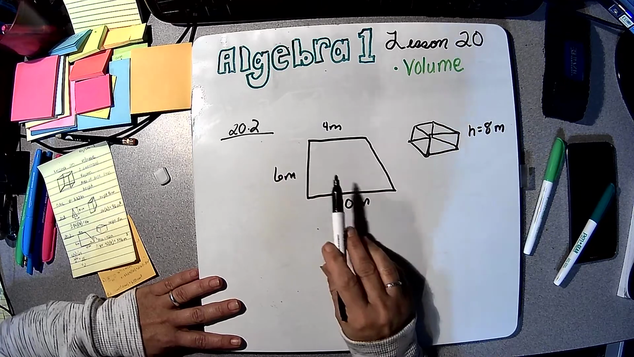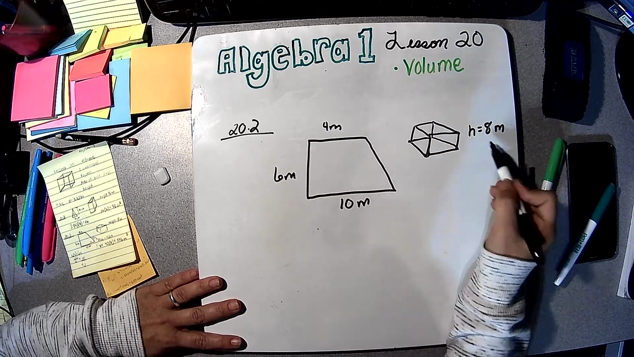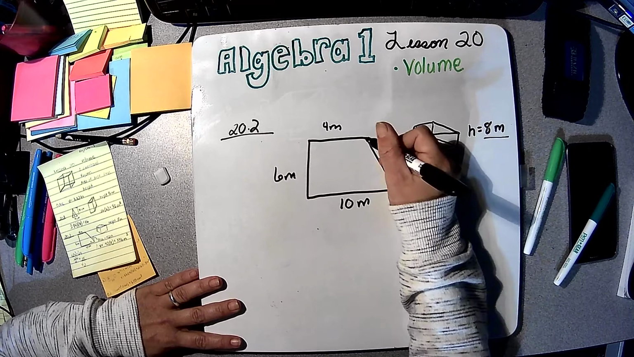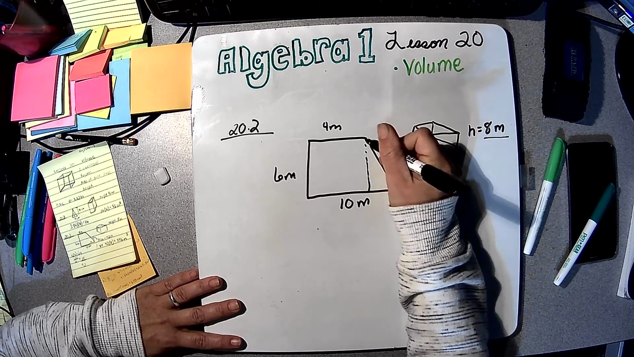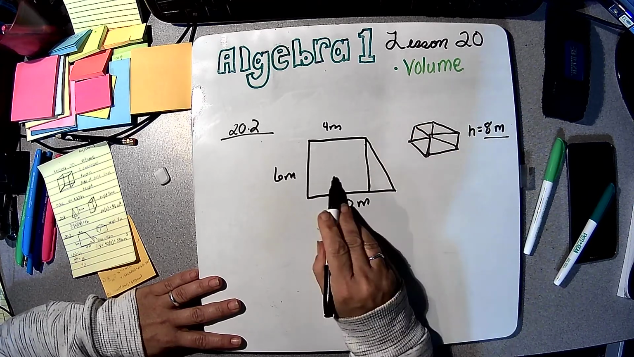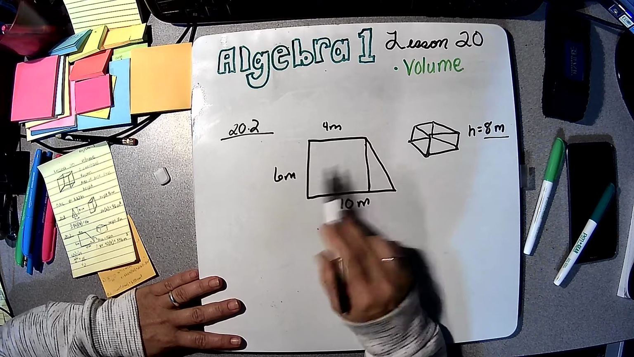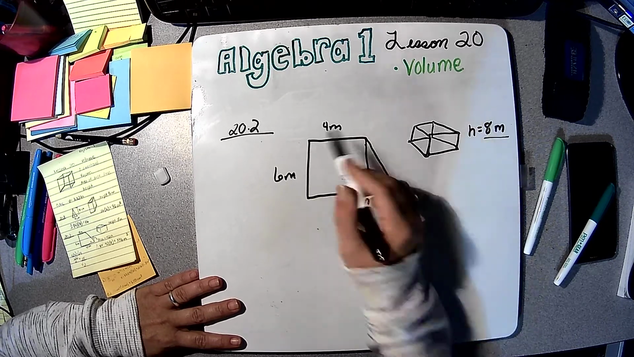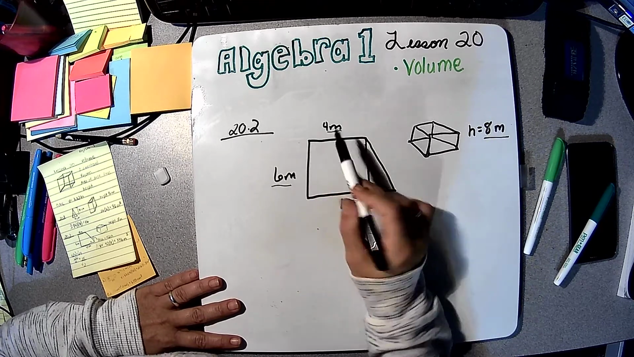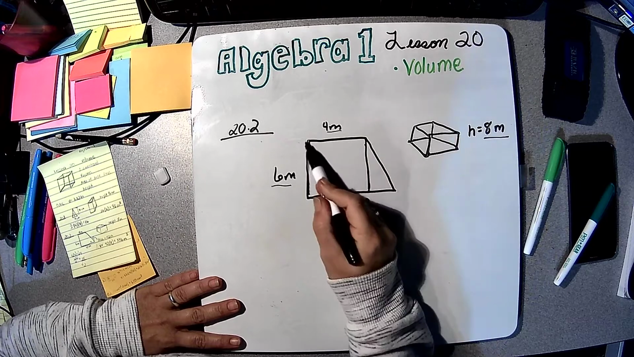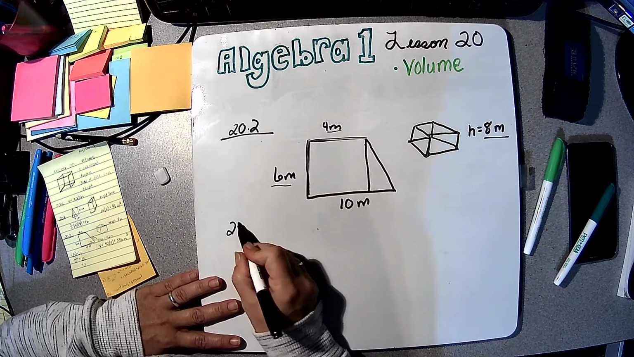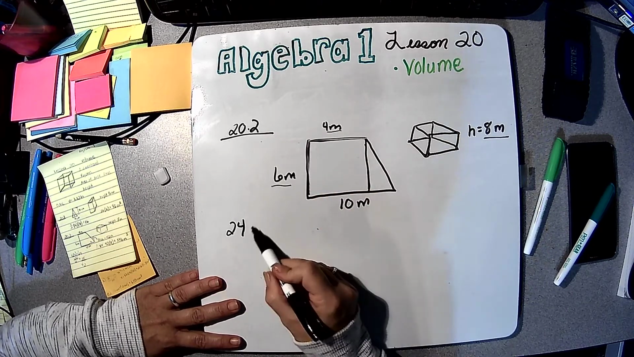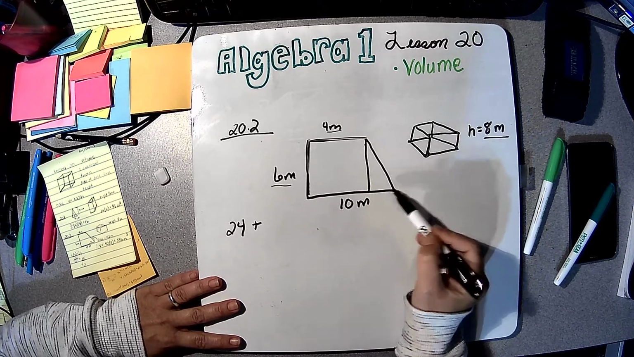So the first thing we have to do is find the area of the base, and then we're going to multiply it times the height. To get the area of our base, we're going to cut this into 2 chunks. So now I have a rectangle and a triangle. For my rectangle, I'm just going to do 6 times 4, length times width. 6 times 4 is 24. Then I'm going to add that to whatever this triangle is.